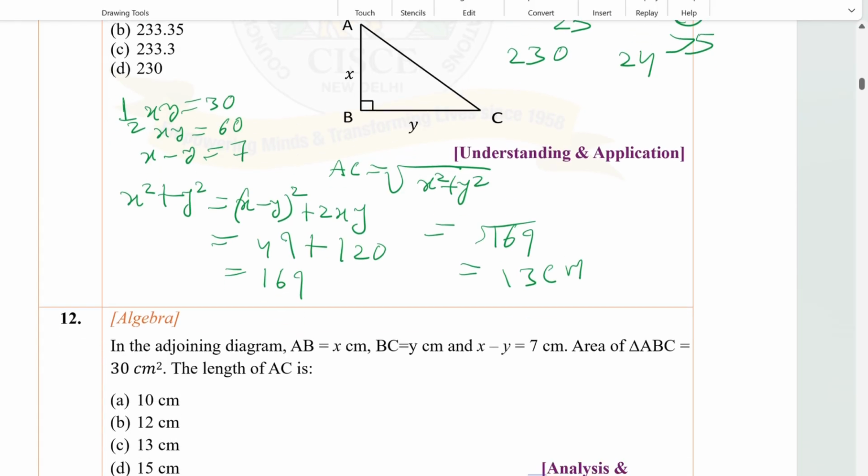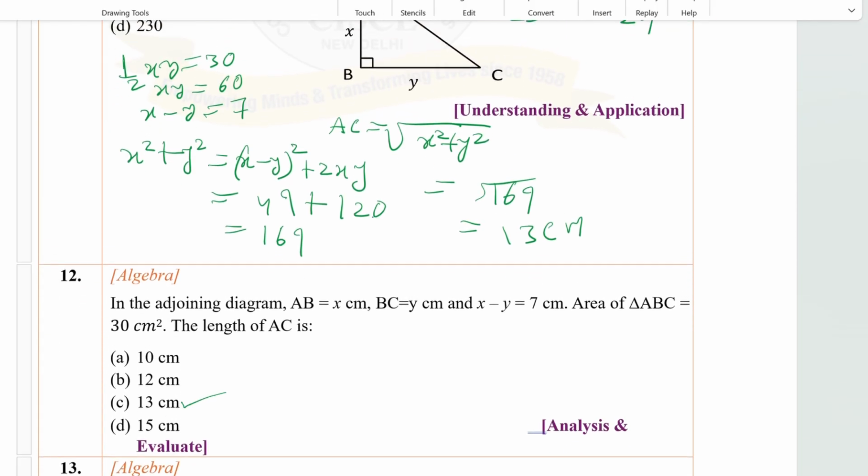So the answer is 13 centimeter. This one is the answer.